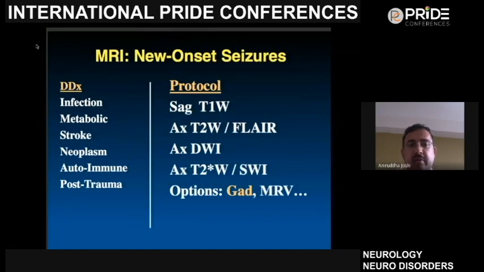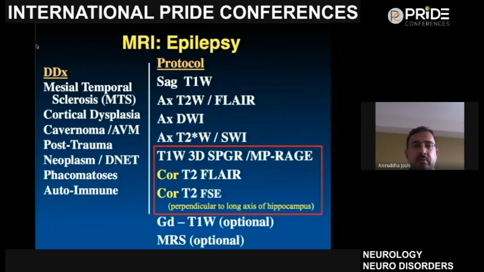These are our imaging protocols for new onset of seizures, mainly with causes like infection, metabolic, stroke, neoplasms, autoimmune, or post-trauma. We do sagittal T1 weighted, axial T2 weighted, diffusion weighted, and susceptibility imaging like SWI. Especially for epilepsy patients, with mesial temporal sclerosis, cortical dysplasias, cavernomas, and neoplasms, we add sequences, mainly T1 MP-RAGE and coronal T2 images.